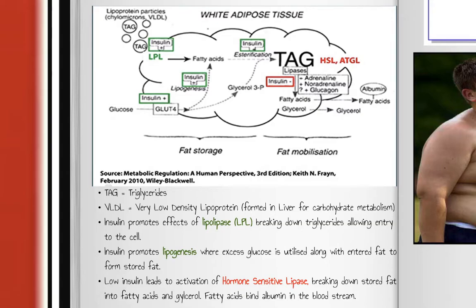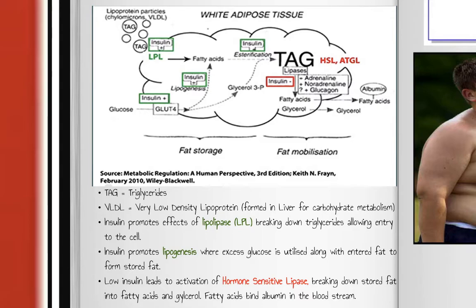So here at the top you can see a white adipose tissue cell, so an adipocyte. White adipose tissue is where we basically store the majority of our fat. At the top left you have something labelled TAG, that's triglycerides. That's how we ingest and transport our fat at the start.